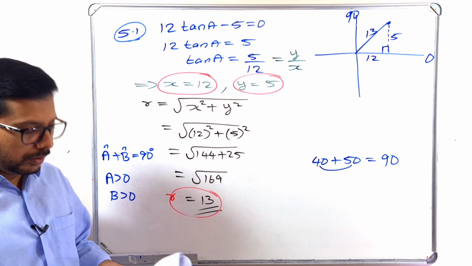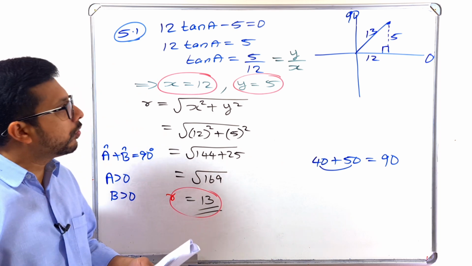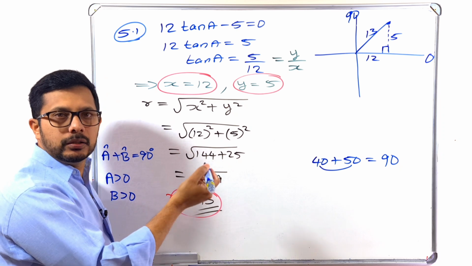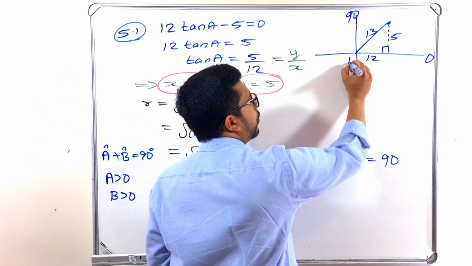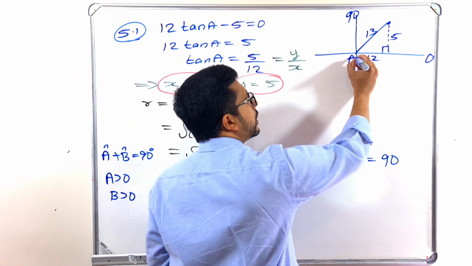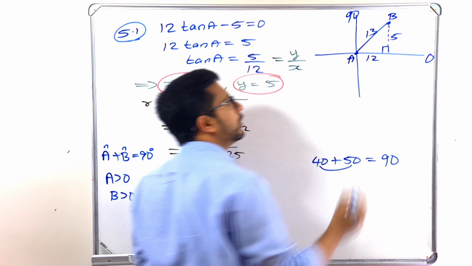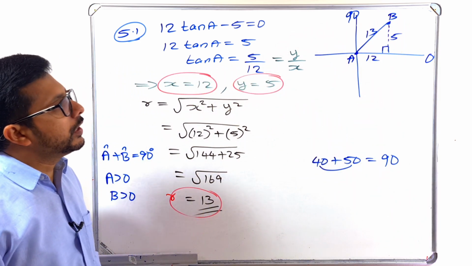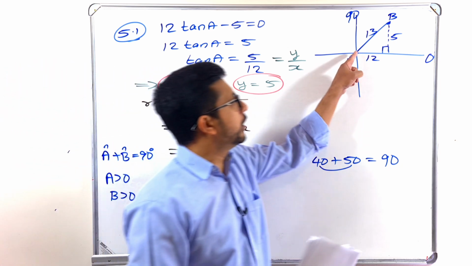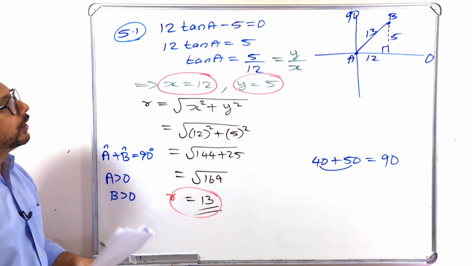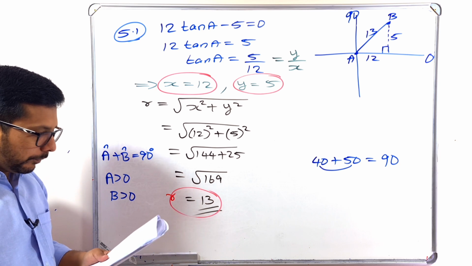Now we can call these two points angle A and angle B. Let's call this the origin. Normally we call it O, but here it is A and B. So this point is A and this point is B. Now, what is the question?